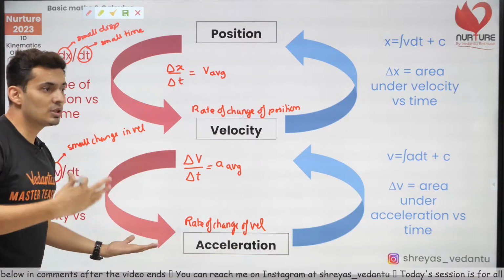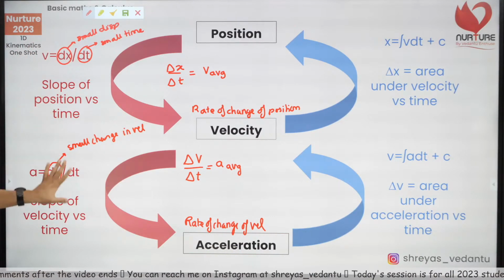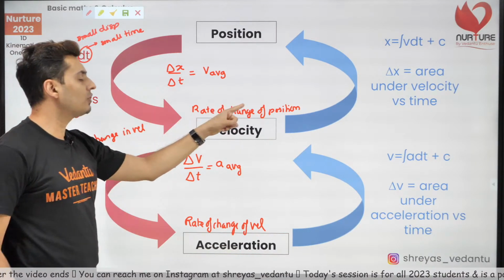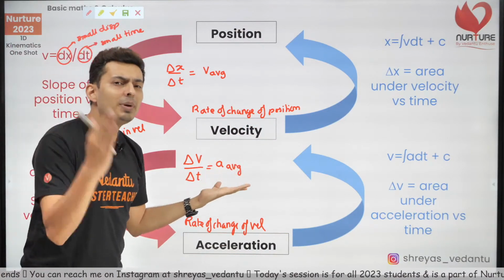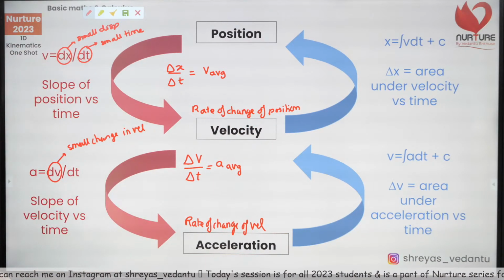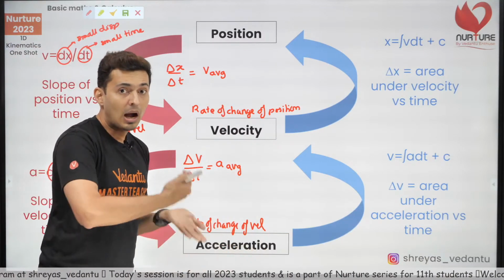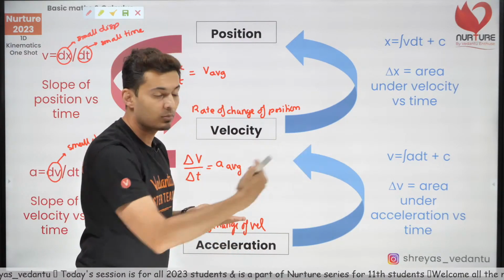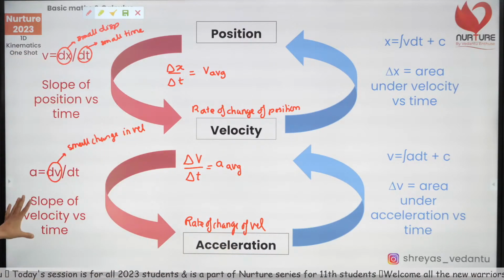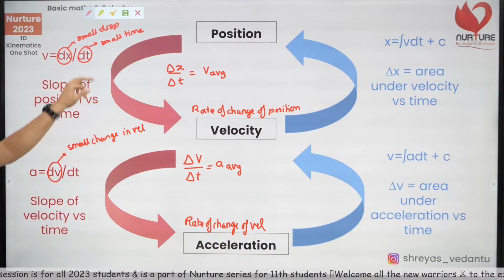Remember, rate of change of anything is always associated with slope. So when I say rate of change of position with the time, it means I am finding the slope of position with time. If I say rate of change of velocity with respect to time, how quickly velocity changes as time progresses, that means I am asking you what is the slope of velocity with time.